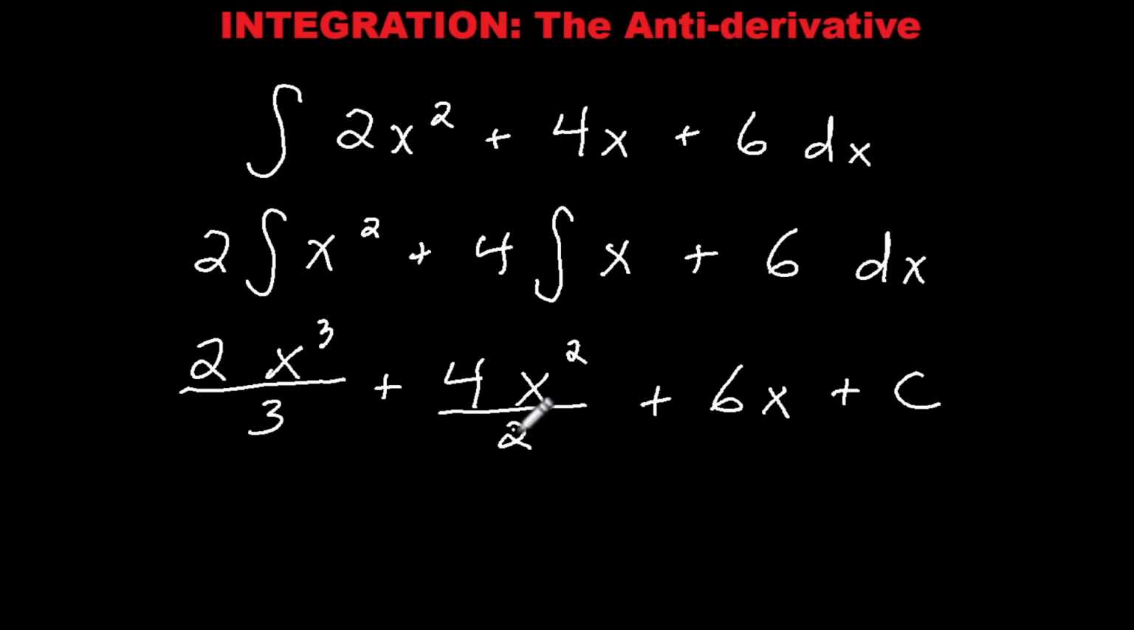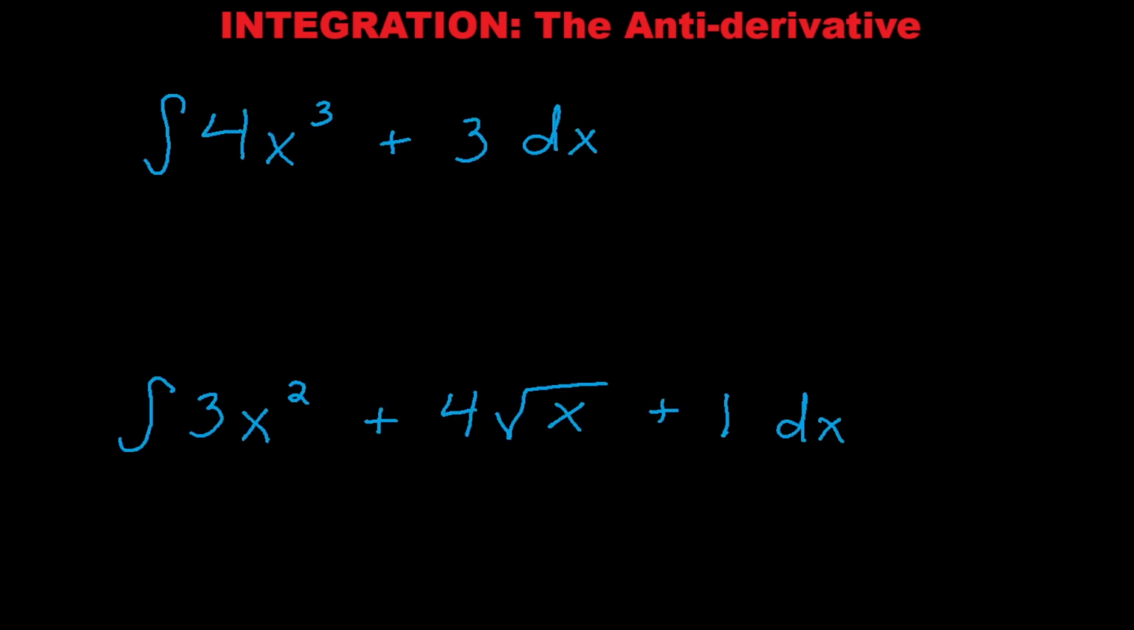Finally, this here can be simplified. 2 goes into itself once and 2 goes into 4 2 times, which simplifies to just 2x squared. For these next two problems, pause the video and then check your answers against what I get.